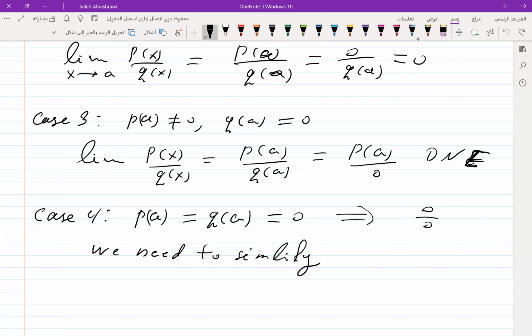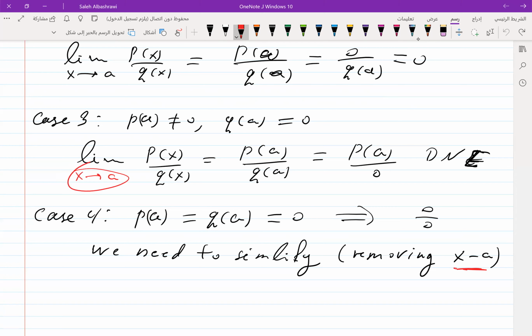Simplify means removing the 0 from the numerator and from the denominator. And in general, simplifying means we are removing the factor x minus a. We'll see later on in the example that x minus a will be one of the factors, common in the numerator and the denominator, and if we simplify it means we will remove x minus a from the numerator and from the denominator. It is this part, x, this one.